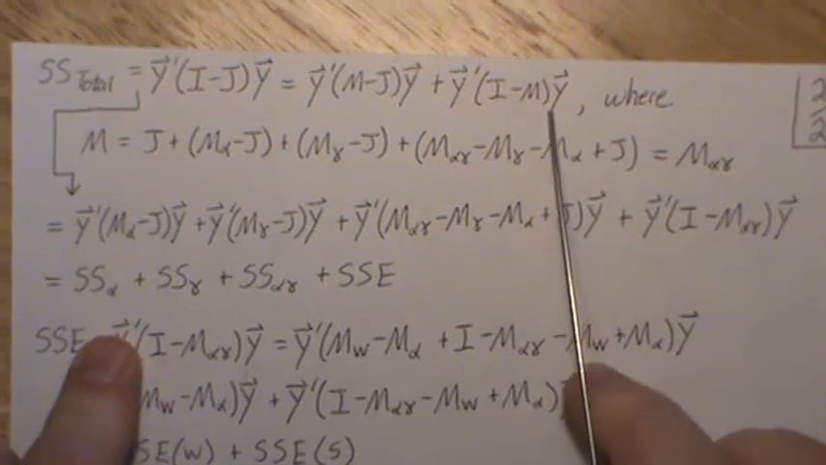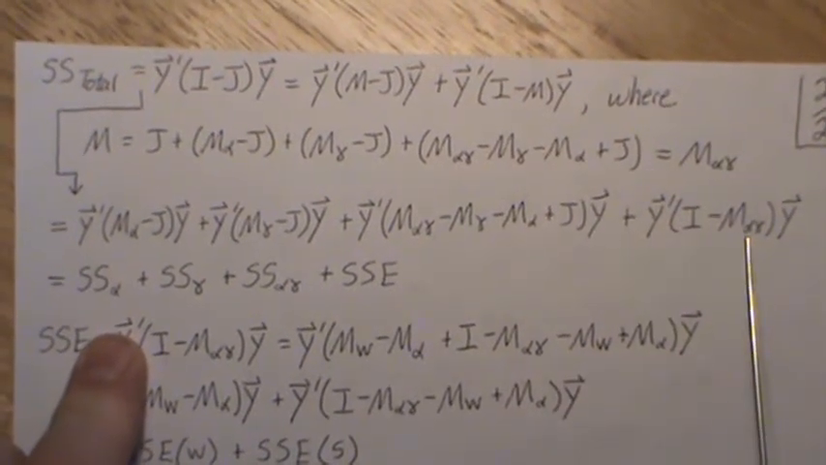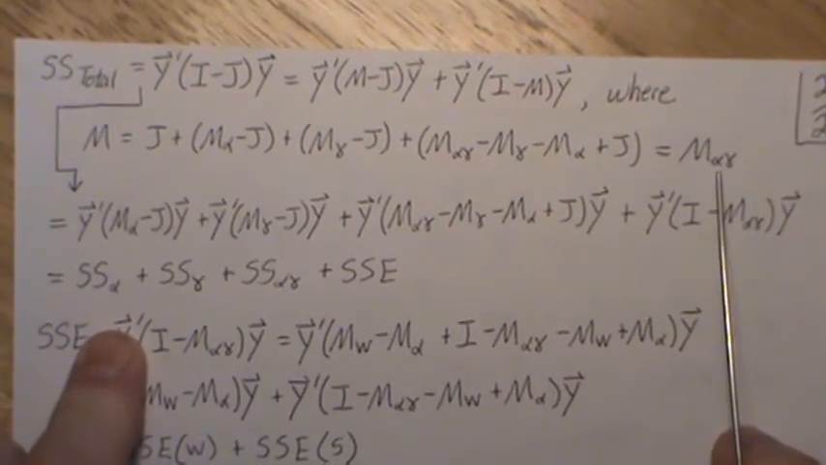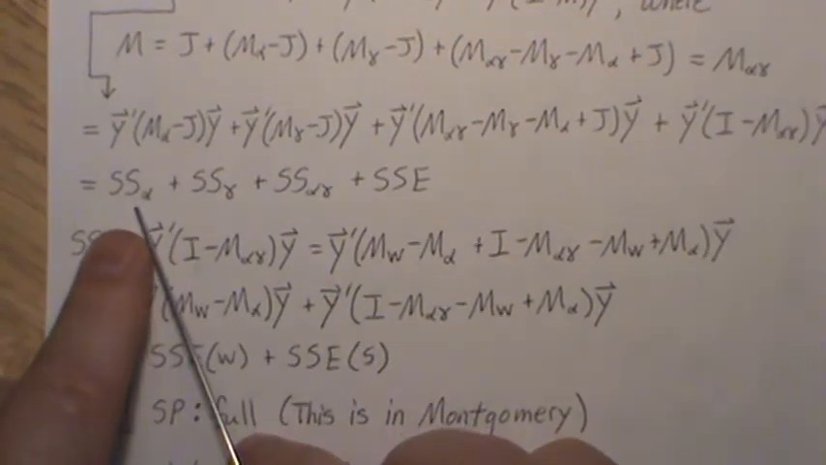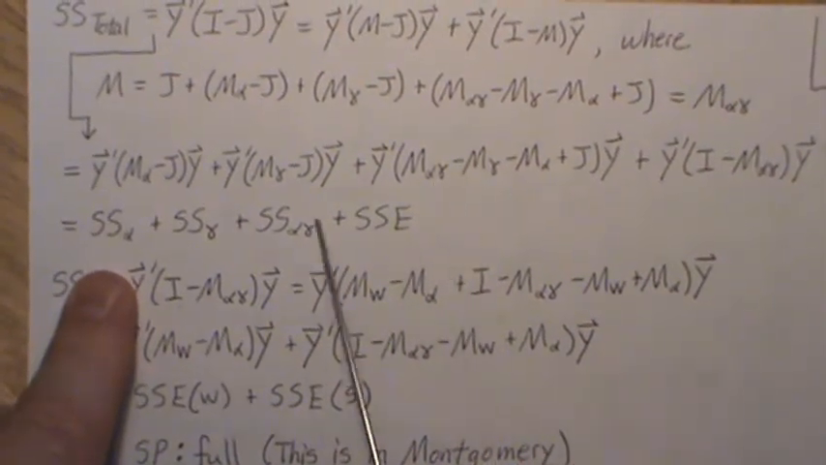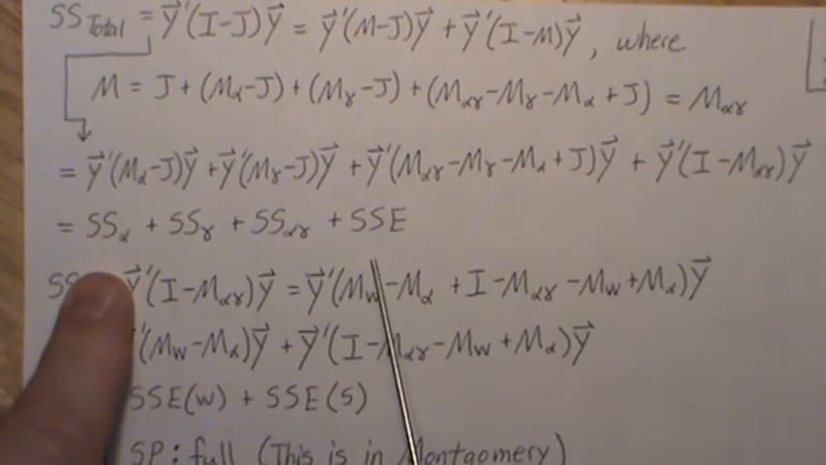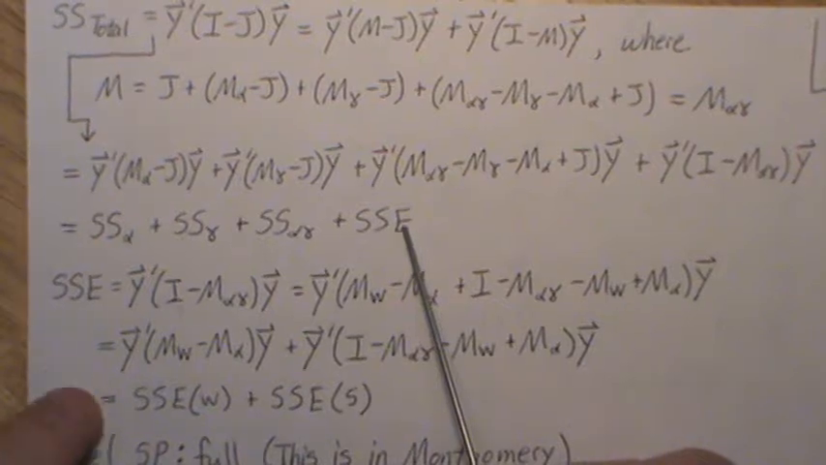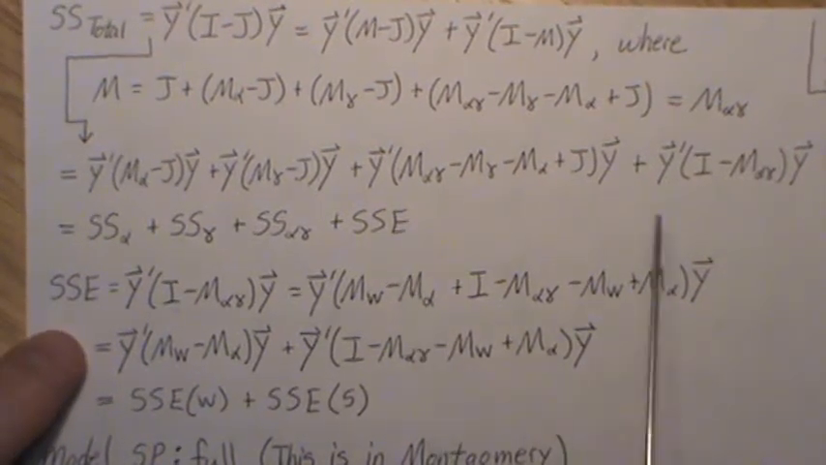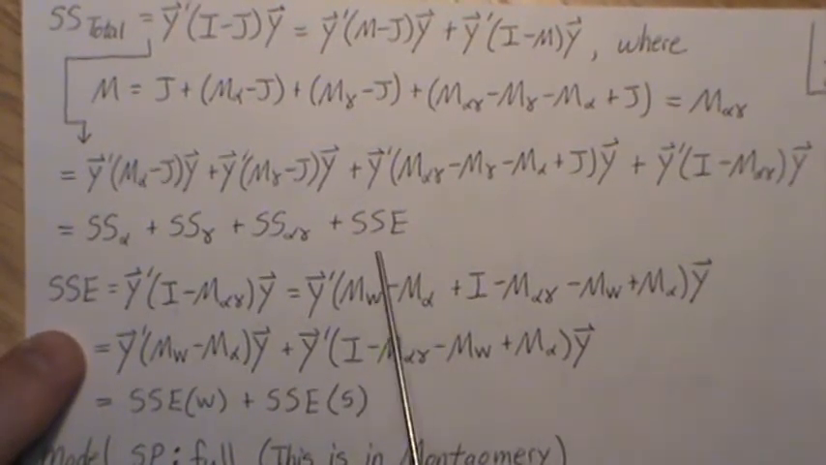That's the error term. So for the m here, I just went ahead and put m alpha gamma right here. So we have the sum of squares for alpha, sum of squares for gamma, sum of squares for the interaction, and that's the sum of squares error. But remember, this contains both the whole plot and the subplot errors. So now we need to split this.